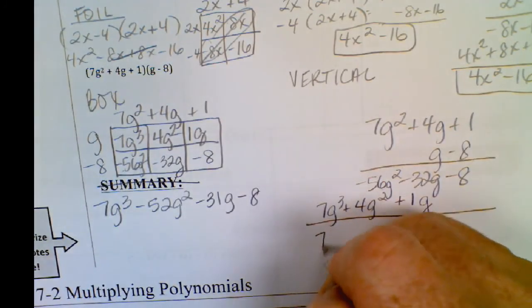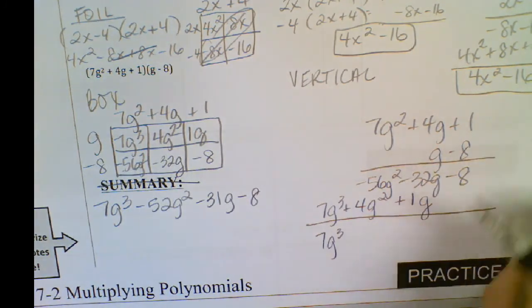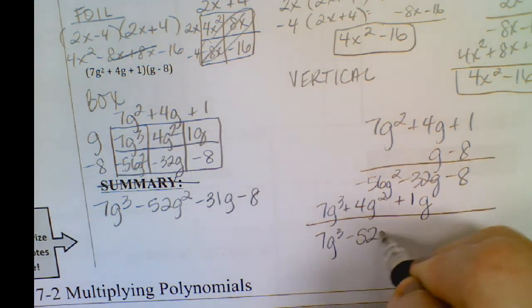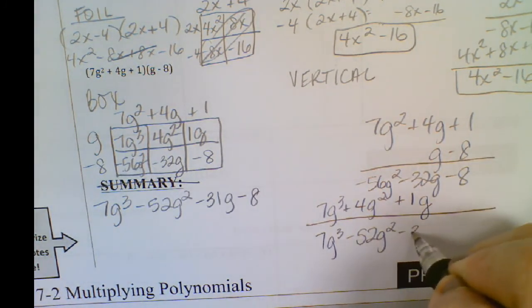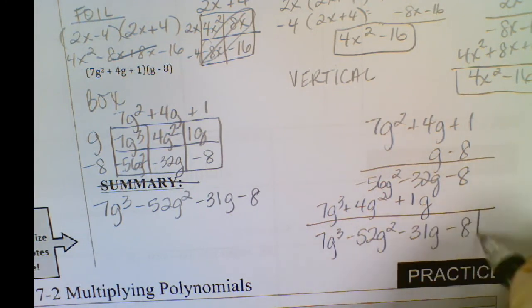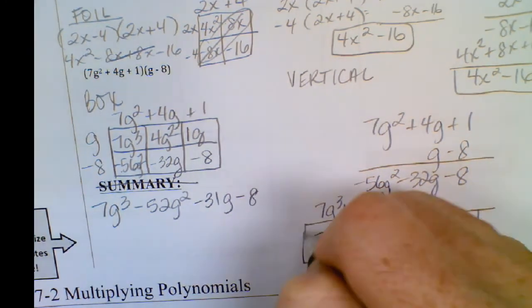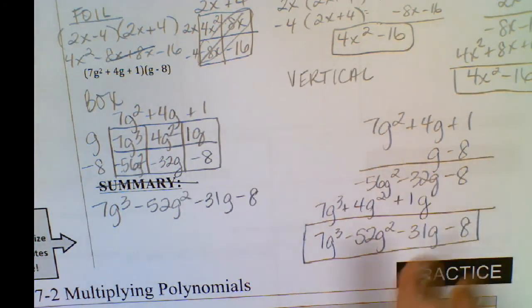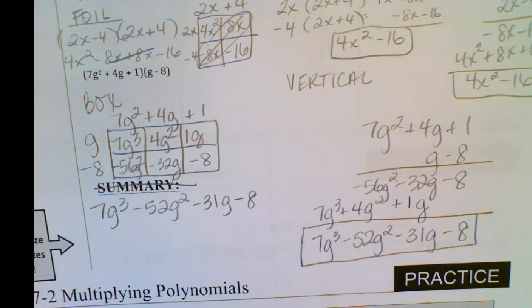So probably a lot of it depends on whether you're more of a left-brained or right-brained thinker, whether you're more linear or more artsy. Although typically it's interesting, my more artsy kids tend to really like the box method and vertical method because it's very organized. So there you go. We'll do lots of practice in class. See you in 7-3.